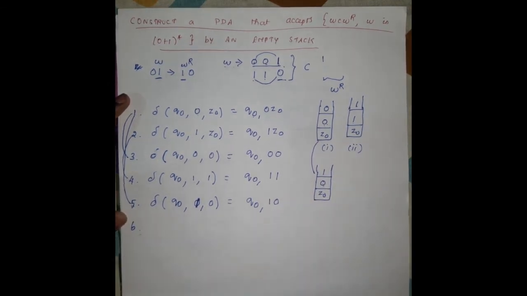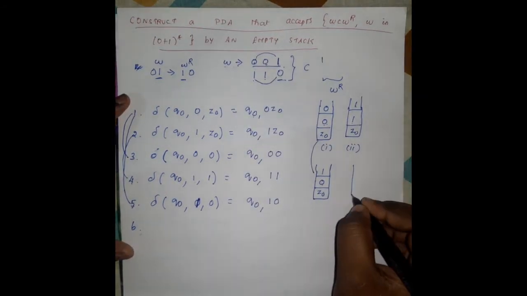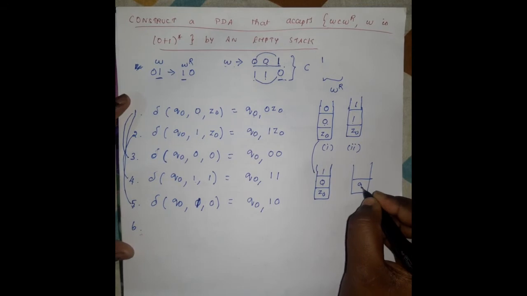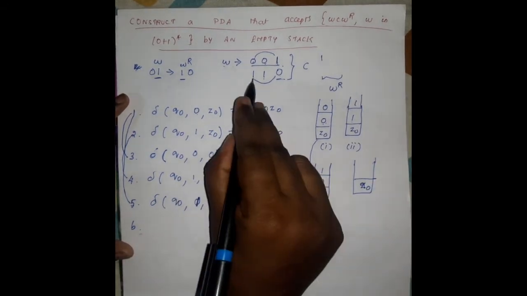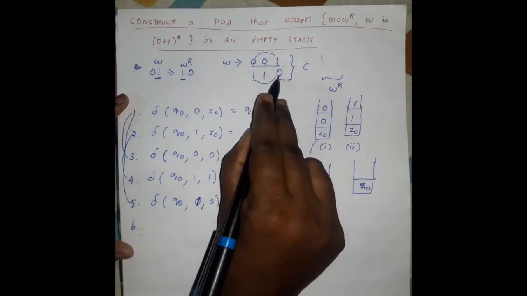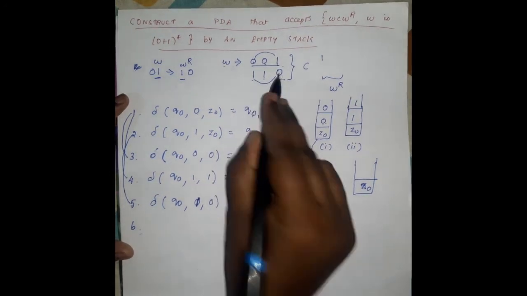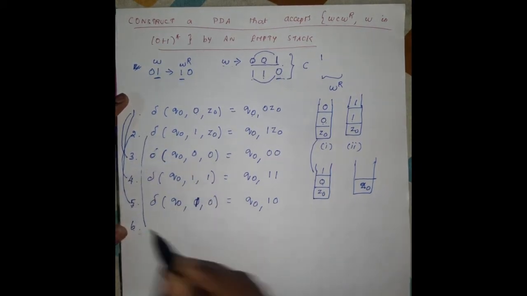Next, the transition function for the string starting with 1. This is the second case: Q naught, Z naught. Already the symbol 1 is read. Now I am going to write the transition function for the input symbol 0, which is followed by 1. That is, the sixth step follows from the second step, right?